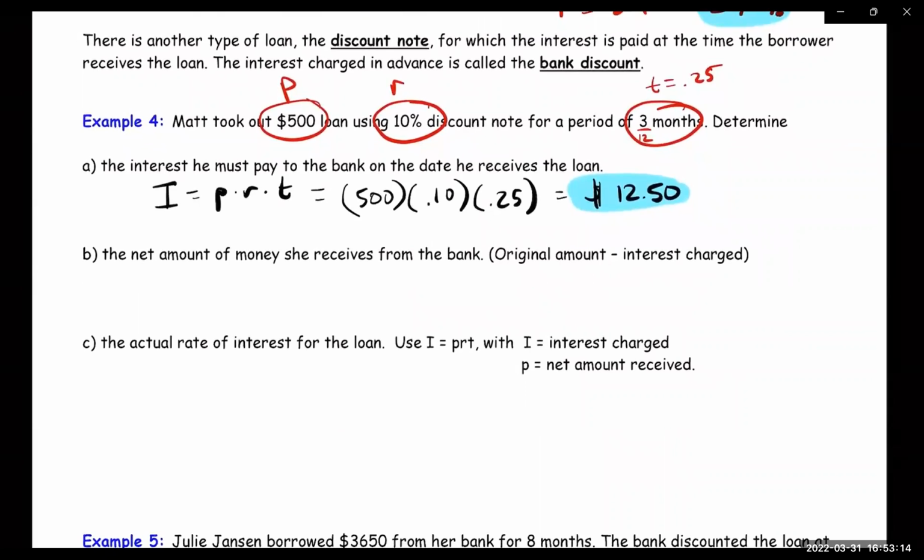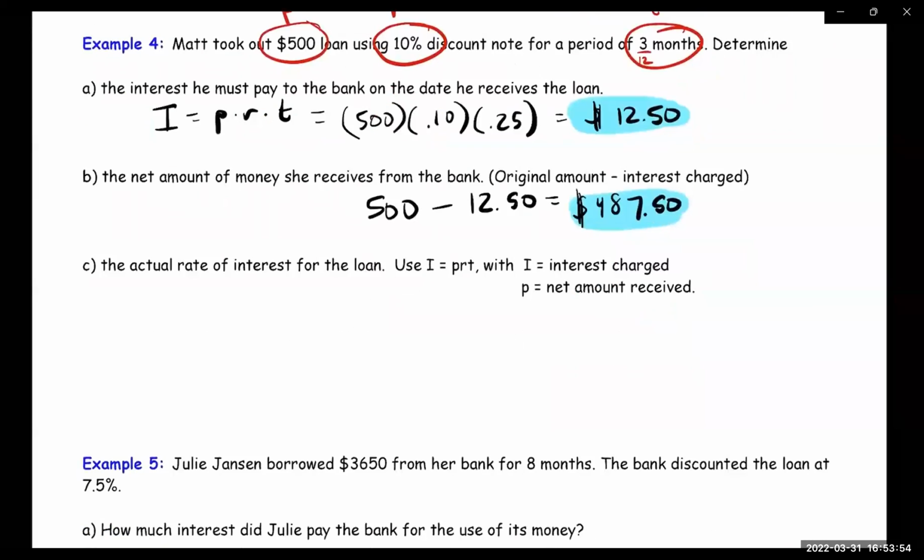It says find the net amount of money that he or she receives from the bank. They tell you what the formula is: the original amount minus the interest charged. So the original amount was $500, right? If you subtract the interest charged, then that's how much money he or she receives from the bank. It's going to be $487.50.